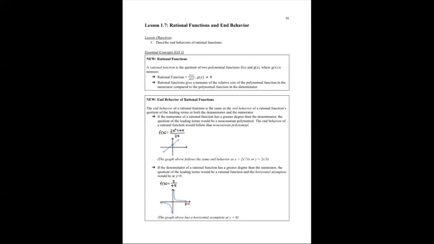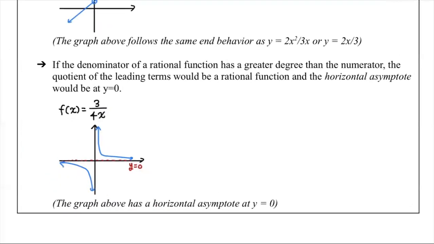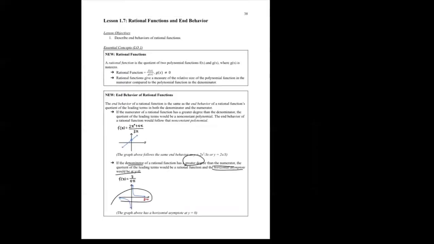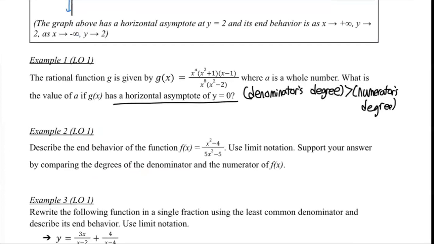As you can see from here, when the denominator has a greater degree than the numerator, then there is a horizontal asymptote at y equals 0. So essentially, our mission is to find the a value so that the denominator's degree is greater than the numerator's degree, and it's all good.